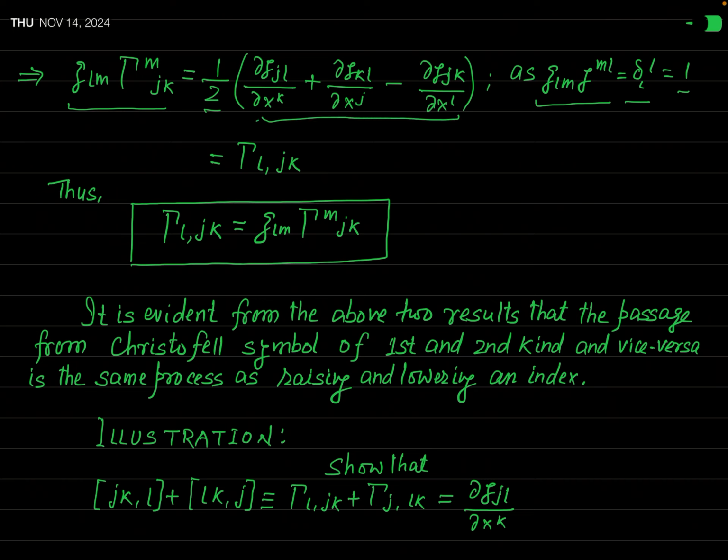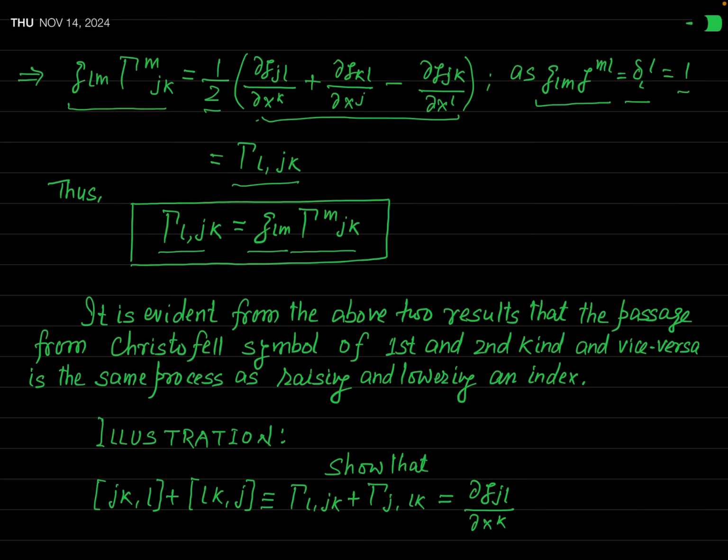But see the definition of the Christoffel symbol of first kind. You can see this is simply the Christoffel symbol of first kind denoted by the symbol gamma L comma JK. So in this way we have proved that the Christoffel symbol of first kind gamma L comma JK is equal to g_LM times gamma M JK.